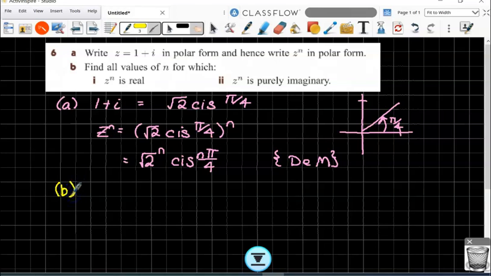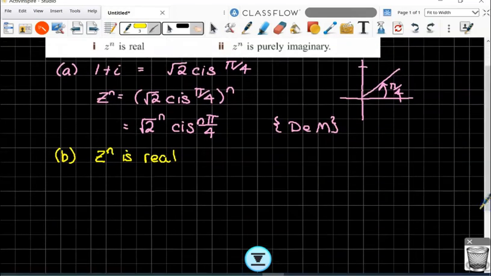So, part B, find all values of n for which z to the n is real. Now, without giving the answer away, who could give a clue as to what they should be thinking of? And remember, we've got z is cis theta. Who can give a clue?